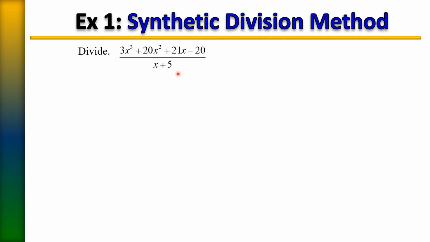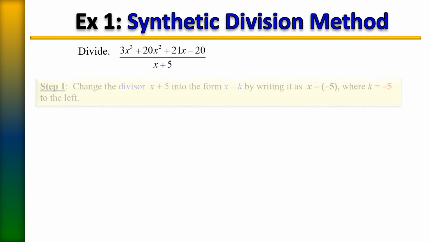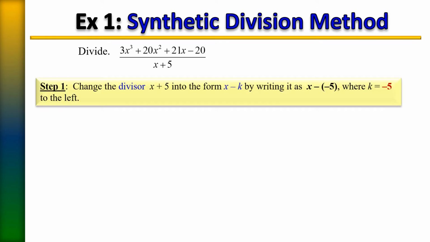Now let's take a look at our divisor, what goes on the outside. We can't write it like this as x plus 5. We have to solve for x. So if you were to take x plus 5 and set it equal to 0 and solve for x, you would need to subtract 5 from each side. And doing so, x would equal negative 5.